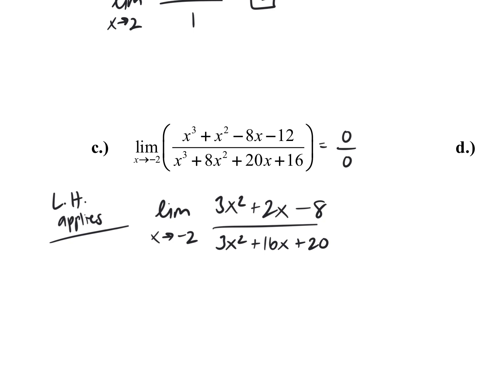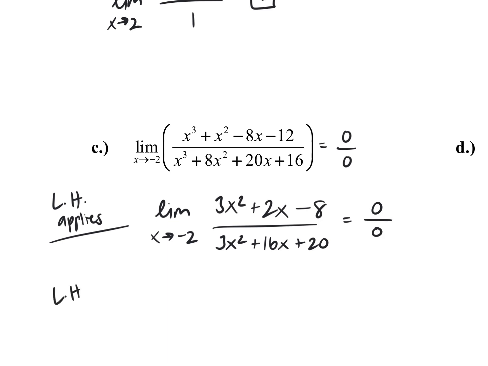And now I plug in -2 again. Make sure you plug it in parentheses. When you plug in -2 to the top and the bottom, I get 4 times 3, which is 12, plus -4 minus 8. So I get 0, right? And then on the bottom, I also get 0. So if that happens, do it again.